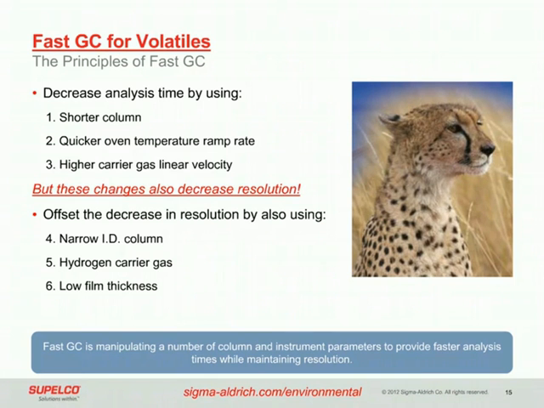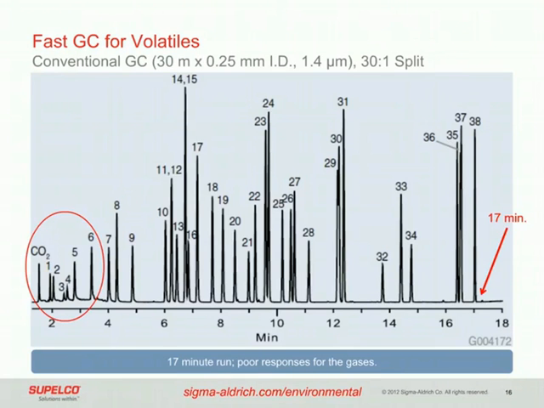And really, fast GC is manipulating a number of column and instrument parameters, providing faster analysis times while maintaining the resolution. And this is an example of a conventional GC run for volatiles, 30 meters in length, 0.25 millimeter ID column, 1.4 micron film thickness, using a 30-to-1 split. We have a 17-minute run of the 38 analytes, which isn't too bad, but we have a pretty poor response for the gases, and this is probably typically what many labs would see in their laboratories and their analysis. It's acceptable. The gases are just harder to get good peak shapes for, and many labs will probably run with this.